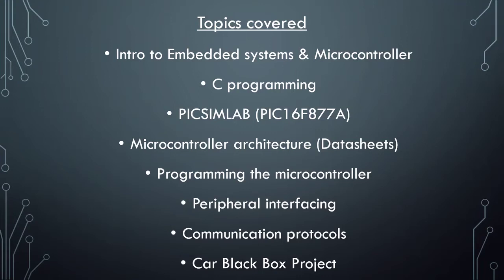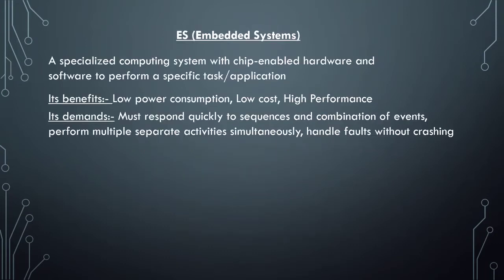We looked also at peripheral interfacing, communication protocols, and lastly, we are going to look at the car black box project. So what are embedded systems? Embedded systems are specialized computing systems with chip-enabled hardware and software, which perform a specific task or application. Among its benefits, it has low power consumption, low cost, and high performance.